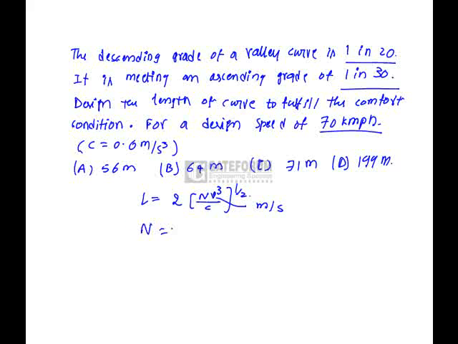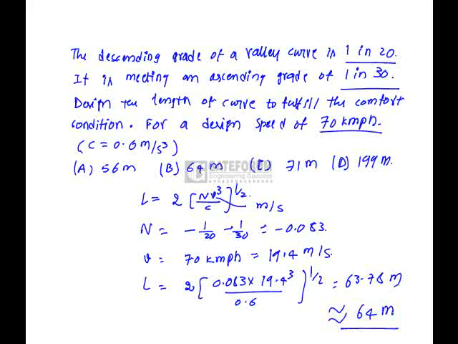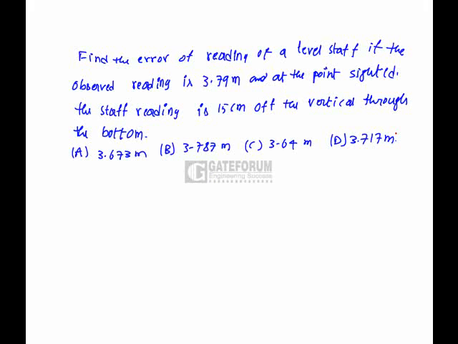So N is equal to minus 1 by 20 minus 1 by 30, that is equal to minus 0.083. V is equal to 70 km/h, that is 19.4 meters per second. By substituting these values in the above equation, 2 into 0.083 into 19.4 cube divided by 0.6, whole power 1 by 2, that is 63.78 meters, approximately 64 meters. Option B is correct, as it is a simple question.